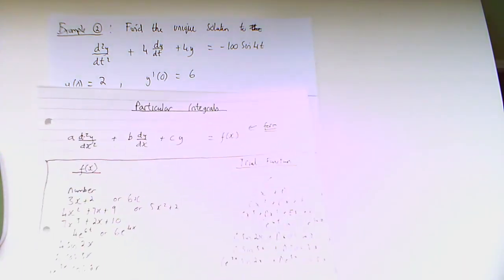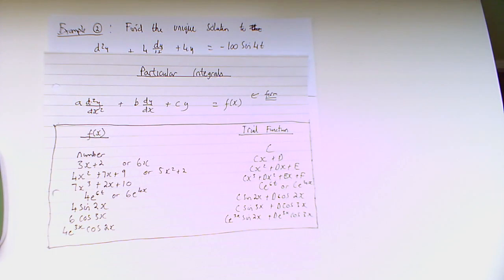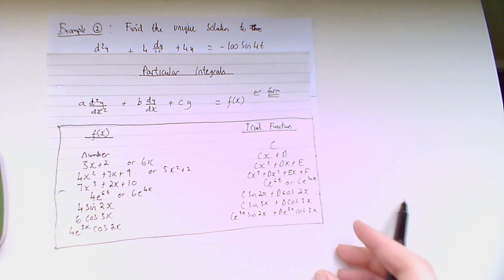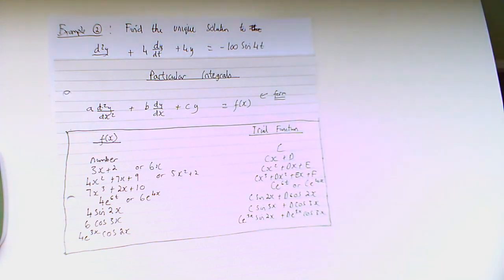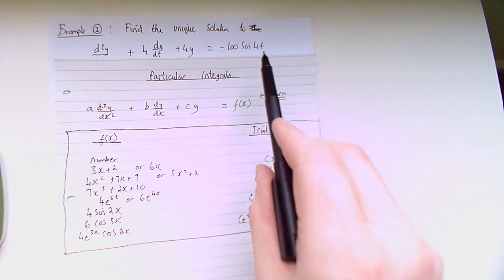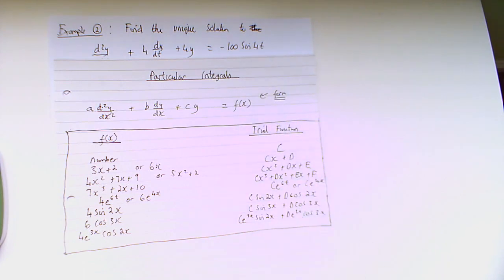So if I look at my table, the right hand side of my differential equation is something sine 4t. If I've got 4 sine 2x, I choose c sine 2x plus d cos 2x. So rather than 2, I've got 4, so I'm going to be using c sine 4t plus d cos 4t, because whatever the number in front of the x or the t is, it stays the same and goes in both parts of our trial function.